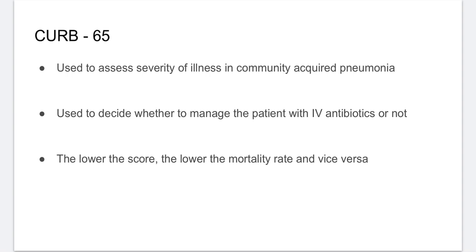The lower the score, the lower the mortality rate, and the higher the score, the higher the mortality rate. Consequently, the higher the score is, the more we manage a patient with IV antibiotics in inpatient management or ICU management, so that the patient improves. There are other criteria and parameters used to assess the severity of community-acquired pneumonia apart from CURB-65, but this remains a very commonly used one.